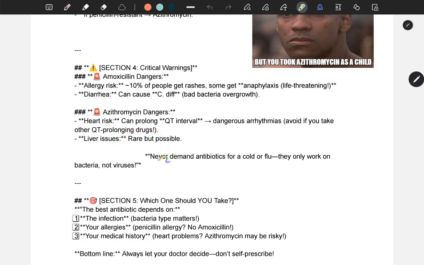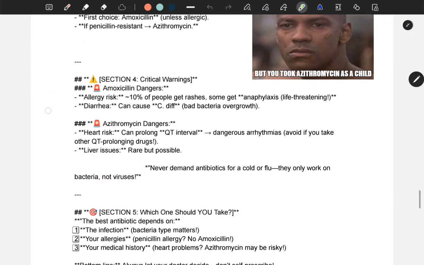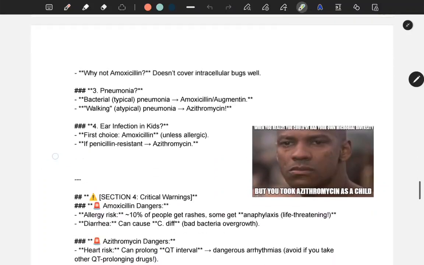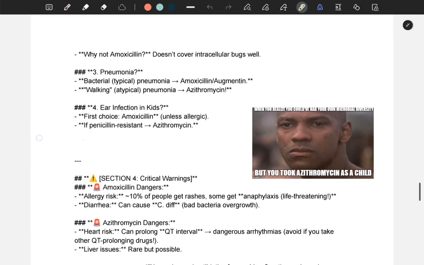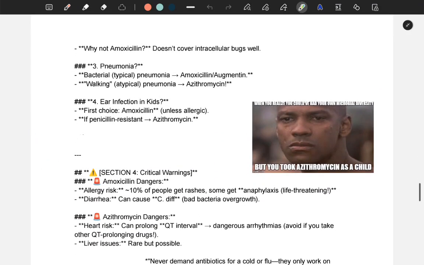Never demand antibiotics for a cold or flu. They only work on bacteria, not viruses. Many people take antibiotics even for a small infection and think, okay, I have a cold and flu, I'll take antibiotics. It's not needed. You don't need antibiotics.